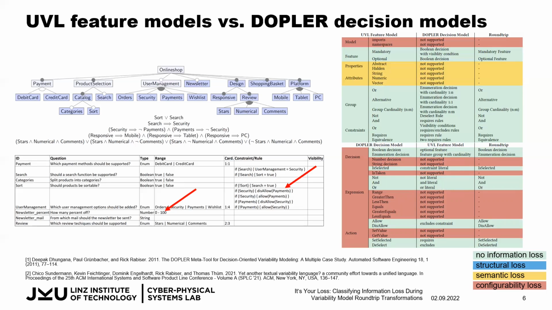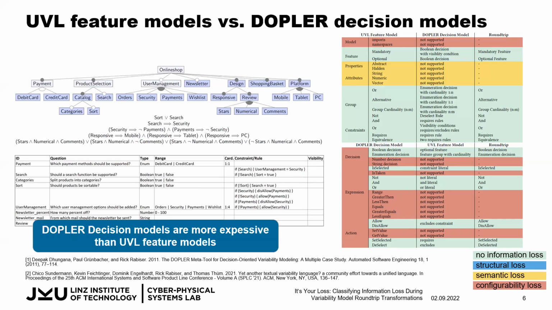The same extends then as well to the set of constraints and expressions which are possible with Doppler. Because Doppler not only allows the configuration via rules and to set, okay, one Boolean decision sets another Boolean decision, comparable to a requires constraint in feature modeling, but also rules and constraints based on values of decisions, like on the number decision again, when you set a certain value above 50, you have to select another decision as well. And that is not possible with UVL feature models. So in the end, Doppler decision models are more expressive than UVL feature models.